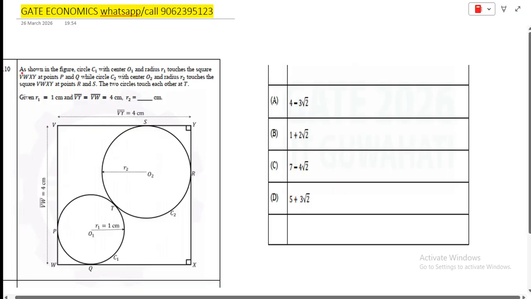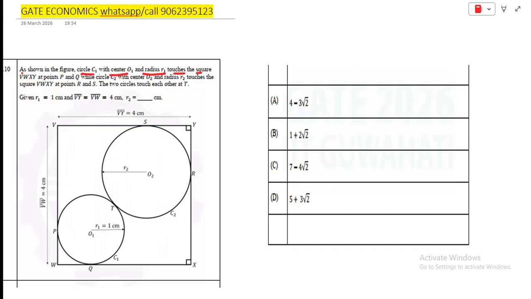As shown in the figure, circle C1 with the center O1 and the radius R1 touches the square VWXY at points P and Q, while circle C2 with the center O2 and the radius R2 touches the square VWXY at points R and S. The two circles touch each other at the point T. Now given R1 is 1, VW is 4 centimeter, and we have to find the R2. Okay, and there are four options.